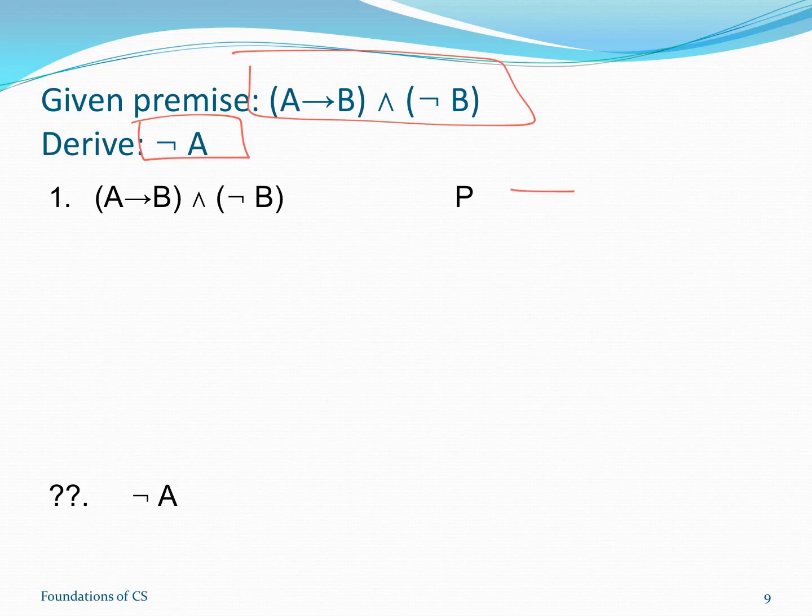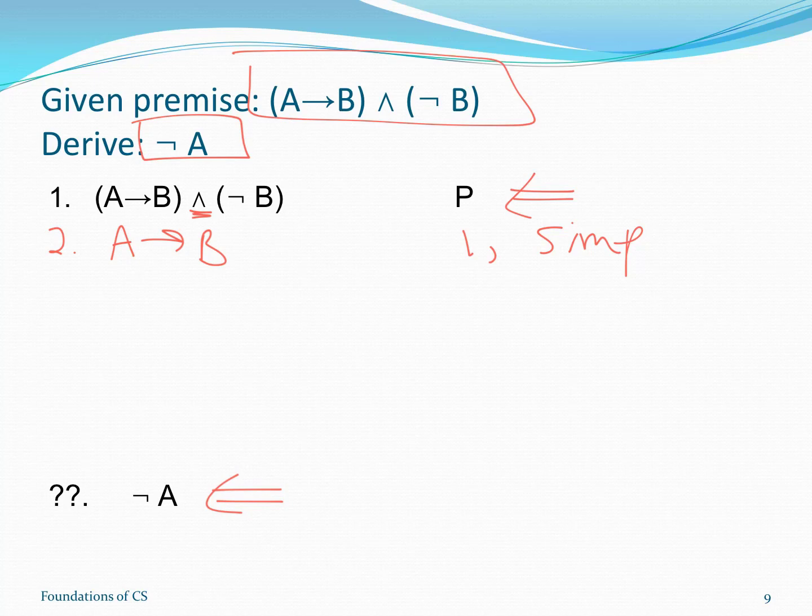And so we know that the first line of our proof is going to be a premise, and the last line is the thing we're trying to derive, right? And so now we just got to kind of fill in the middle. And of course, we have an and in here in my premise, so I know I'm going to use simplification. I know I've got A implies B, and that is just based on line 1 and simplification. I know I've got plain old not B based on line 1 and simplification.